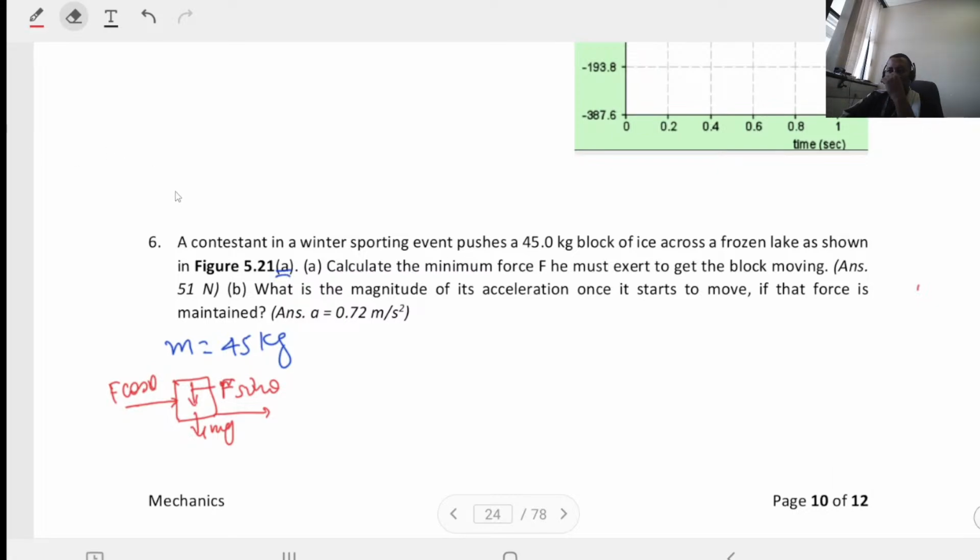It says, in a winter sport, an event pushes a 45 kilogram block of ice across a frozen lake as shown in the figure. That's the figure I've drawn for you here. F cos theta is to the right, F sin theta is down. It's pushing down. Mg is also down. And then this object moves that way. She said calculate the minimum force required for this object to move. But I'm not given the frictional force.